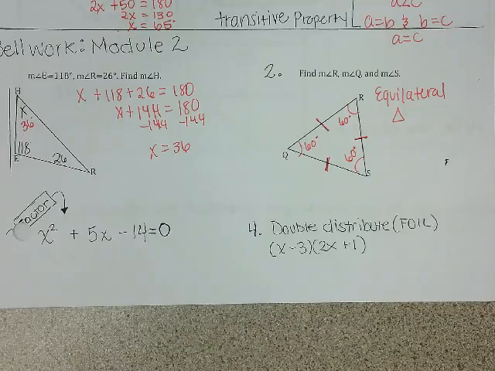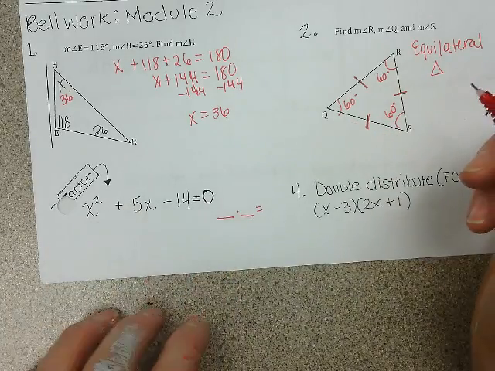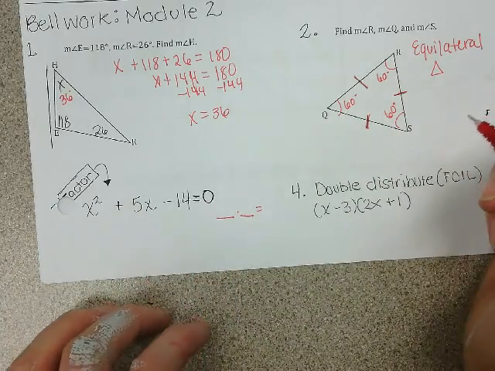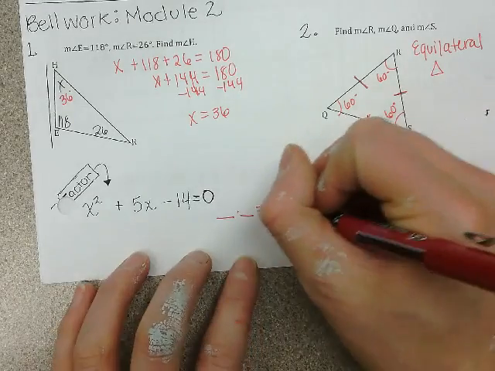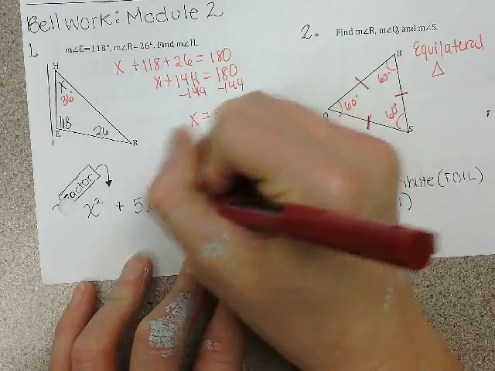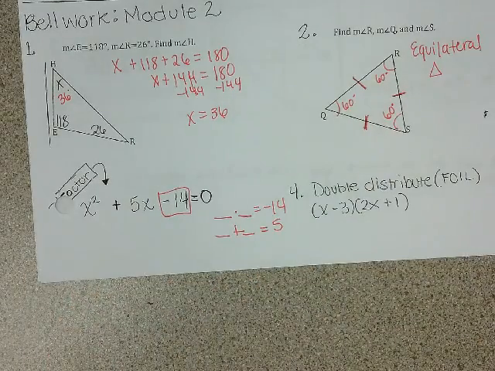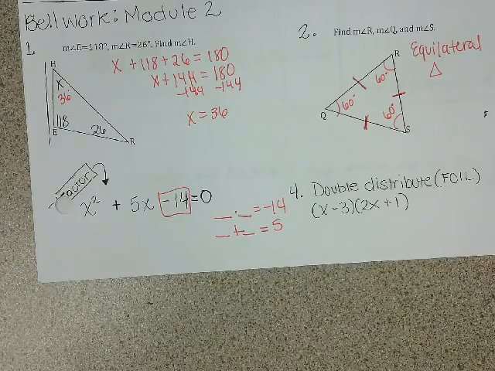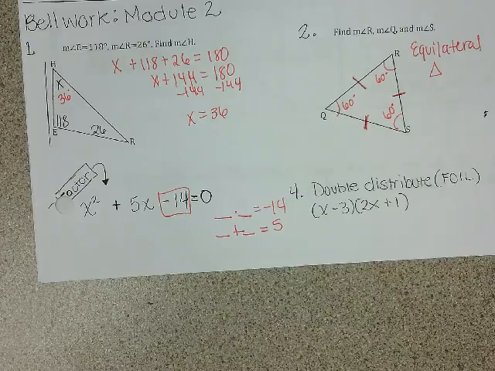Okay? All right, factor. So I need two numbers that multiply to what? Be careful. What do we say? Negative 14. Right, it's always multiply to the last number and add to the middle number. So factor first and then solve. All right. 7 and negative 2. Yes, 7 and negative 2. Love it.